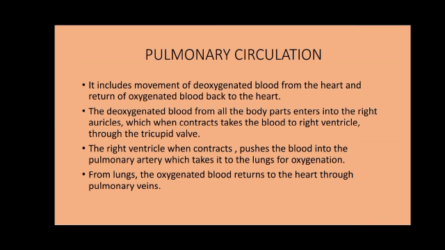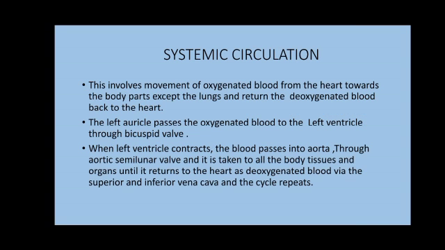to the heart. The deoxygenated blood from all the body parts enters into the right auricle, which, when it contracts, takes the blood to the right ventricle through the tricuspid valve. The right ventricle, when it contracts, pushes the blood into the pulmonary artery, which takes it to the lungs for oxygenation. From the lungs, the oxygenated blood returns to the heart through the pulmonary veins.